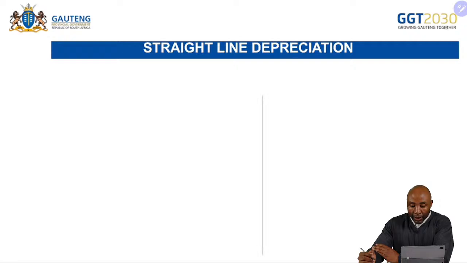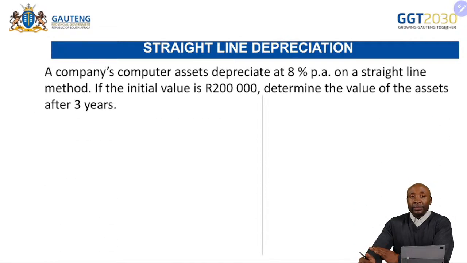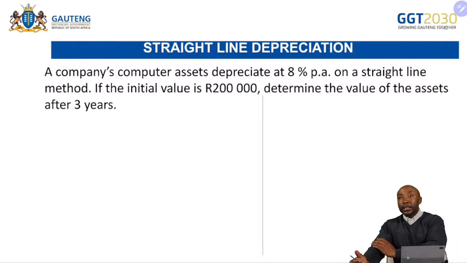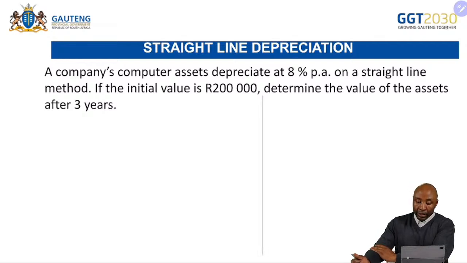Now, let's look at straight line depreciation. Look at the words that come in our questions. Normally, they will tell us whether it's straight line depreciation or reducing balance depreciation. A company has computer assets that depreciate at 8% per annum on a straight line method. If the initial value is 200,000, determine the value of the assets after 3 years.